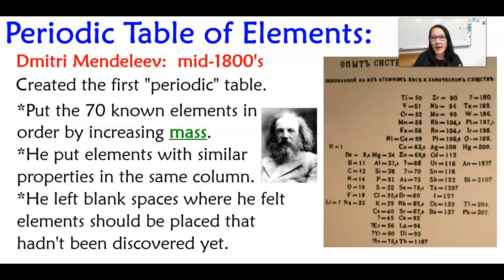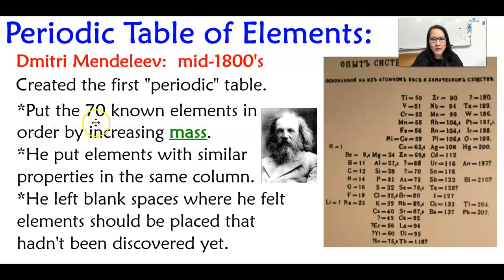There were many people attempting to organize all elements into some sort of chart or table, but there were many failed ones. Dmitri Mendeleev, in the mid-1800s, is considered the father of the periodic table because he's the first one to organize it in such a way that still is found today on our modern periodic table.